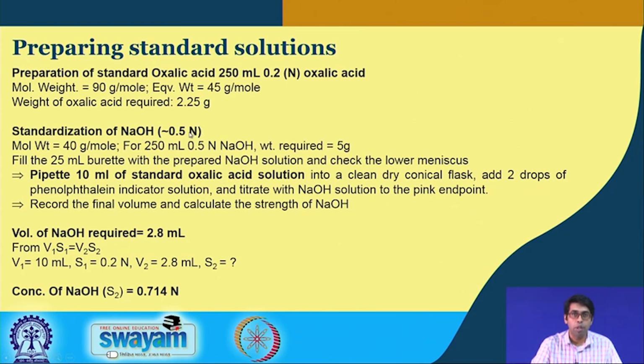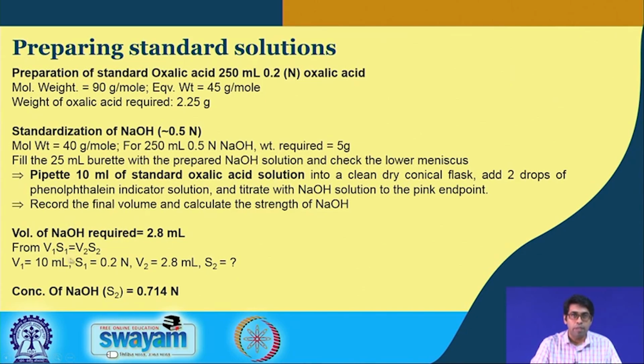Our aim was to make 0.5 normal sodium hydroxide. The molecular weight of sodium hydroxide is 40 grams, and we want to make 250 ml of sodium hydroxide. So, if we weigh out 40 grams, that will be enough to make 1 normal, 1000 ml. This is 1/4 of 1000 ml, so 40 by 4 becomes 10 grams, but that will give us 1 normal. This is 0.5 normal, so you again divide it by 2. 10 by 2 is 5 grams. So, you need only 5 grams of sodium hydroxide. 5 grams of sodium hydroxide was dissolved in water, and then that was used to titrate with oxalic acid.